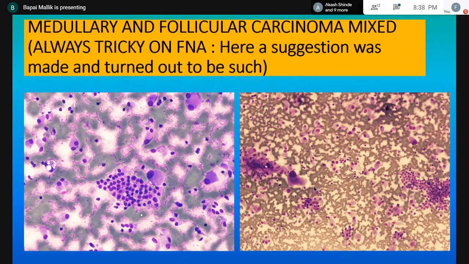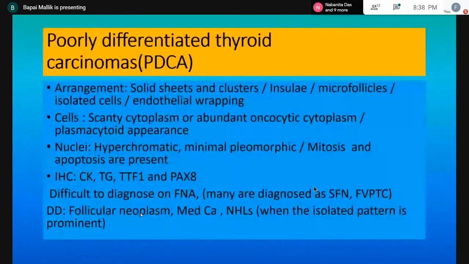This happened to be a case where he put it as a suggestion, and on subsequent histopathology, it was found to be a mixed medullary and follicular carcinoma. But I am not saying that these two smears are a perfect representation of that. This is just to highlight a situation or a problem which you might come across once in a while.